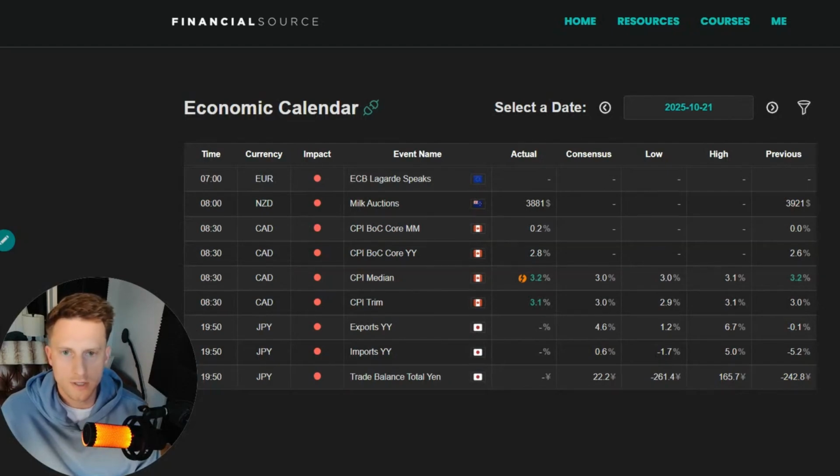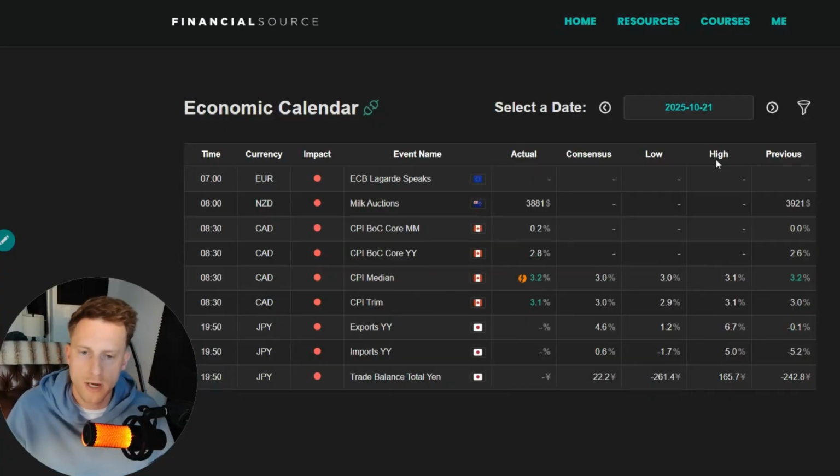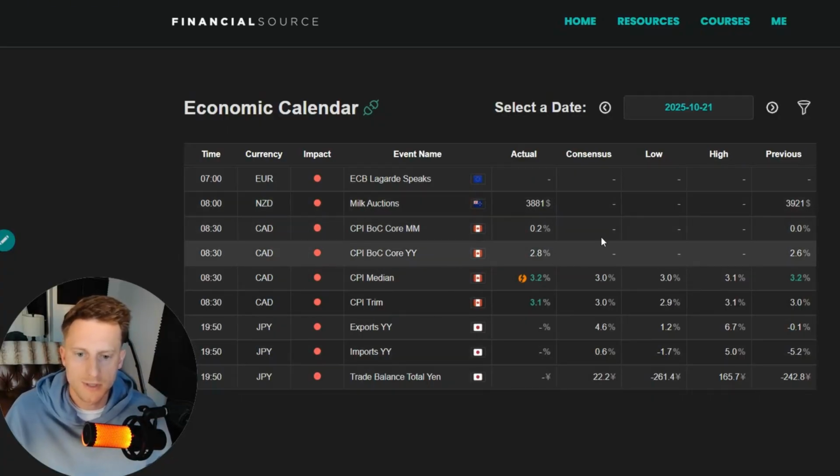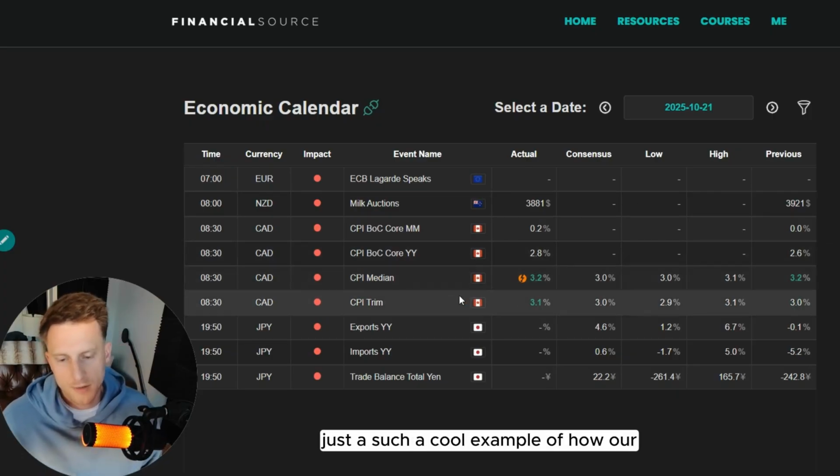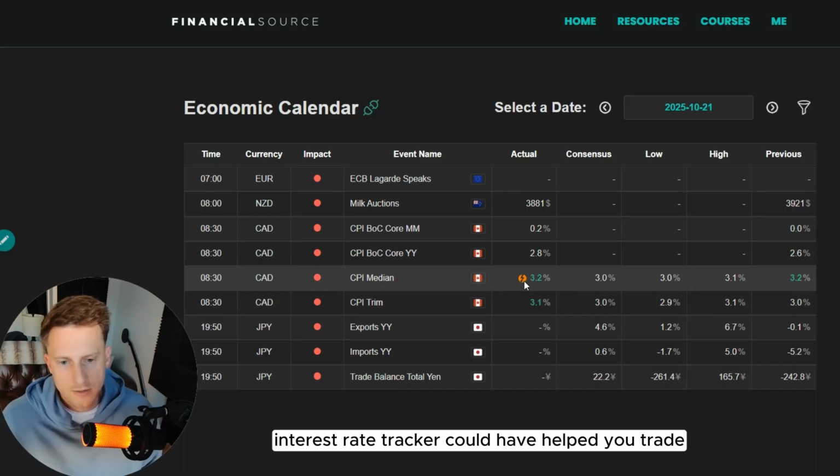Wanted to share with you such a cool example of how our interest rate tracker could have helped you trade the Canadian dollar CPI release today, right? So let's go through what happened. The numbers come out, and here you can see there is a deviation above the high right here.